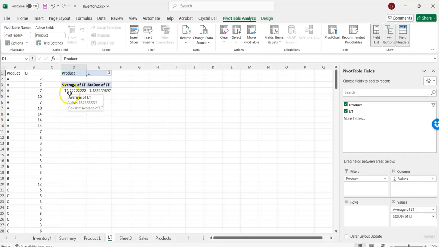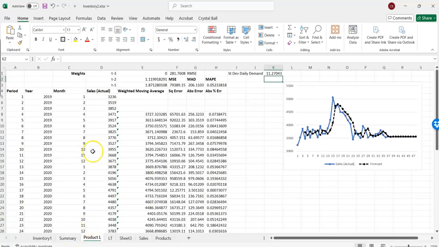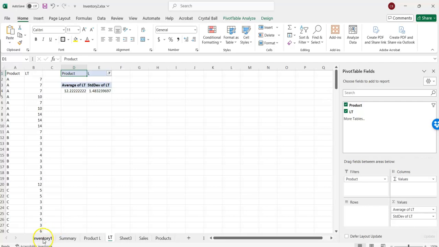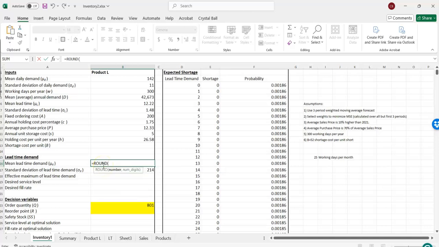All right, so we've got 12.22, and then 1.48. Okay, so now what we need to do is calculate the mean lead time demand, and that is basically the mean daily demand times the mean lead time. Now we go ahead here and just use the round function, because for what we're doing with expected shortage later, it's just easier to round that to an integer.